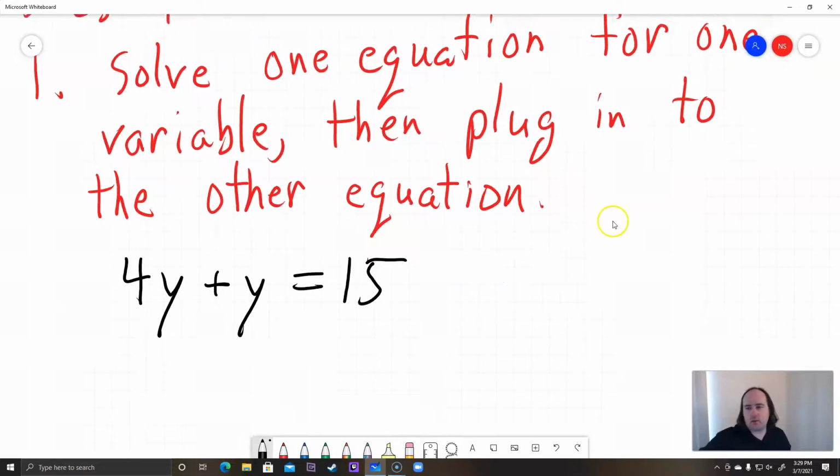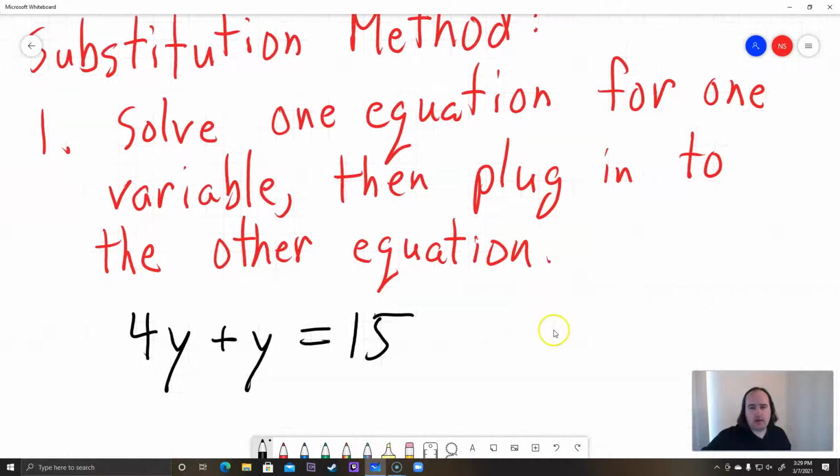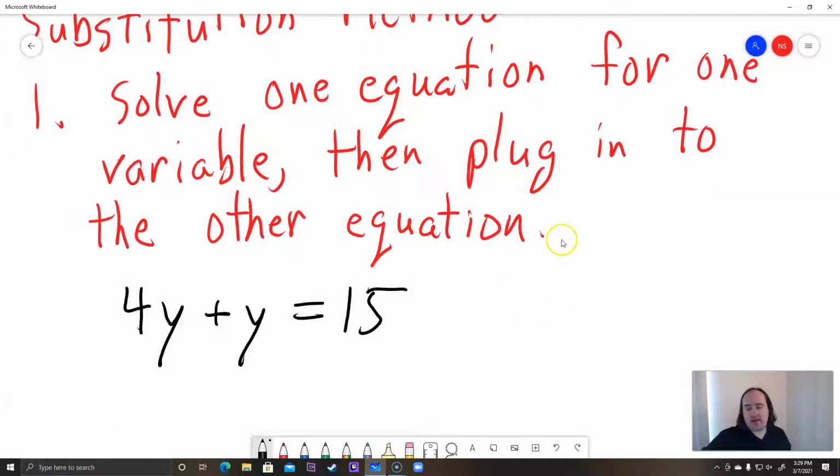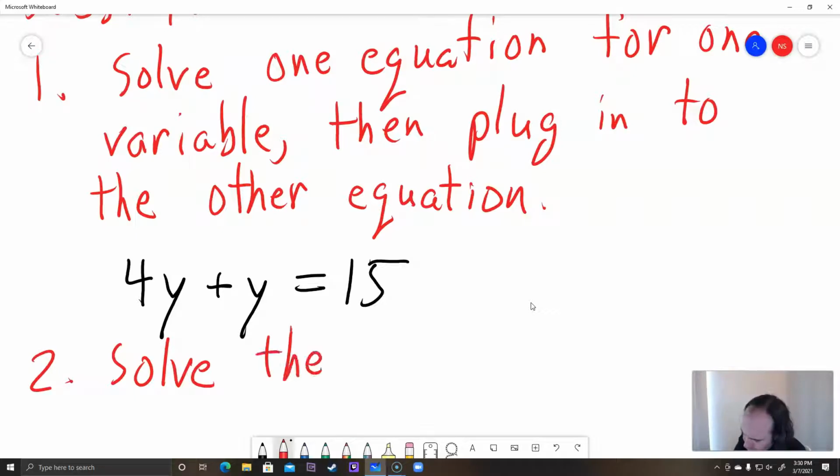Again, how did we get that? We just took 4y and we plugged it in for x in the first equation. And then after you plug that into the other equation, you solve. So step 2 is to solve the equation. That's going to be the equation from step 1.